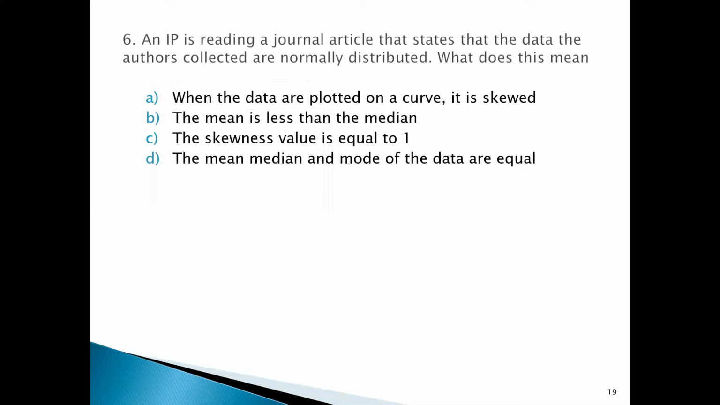Number 6, an IP is reading a journal article that states that the data the authors collected are normally distributed. What does this mean? A, when the data are plotted on a curve, it is skewed. B, the mean is less than the median. C, the skewness value is equal to 1. And D, the mean, median, and mode of the data are equal.